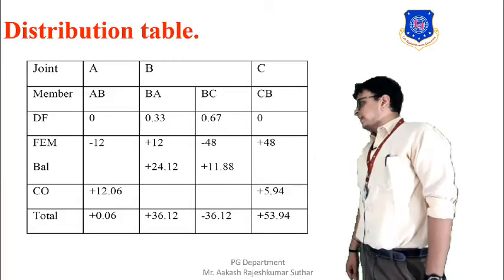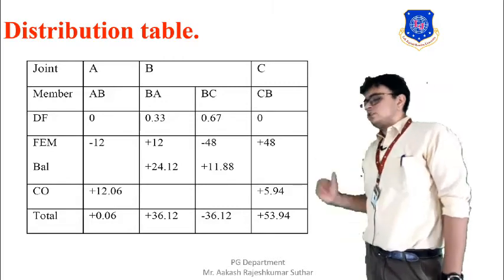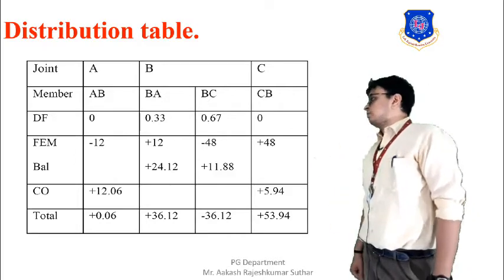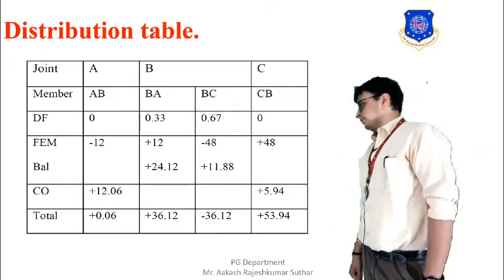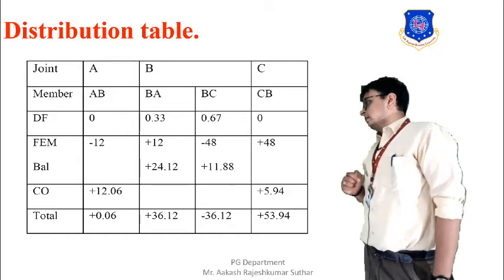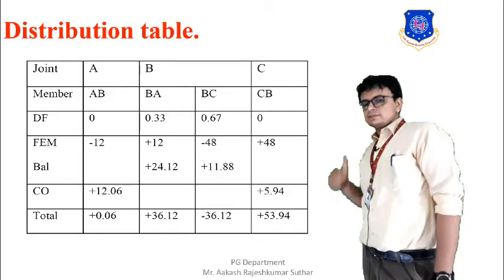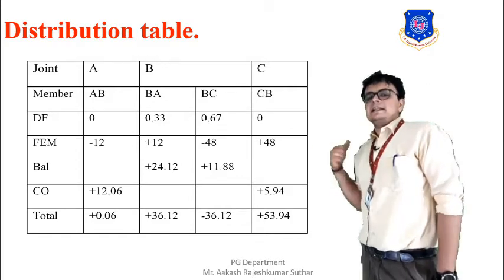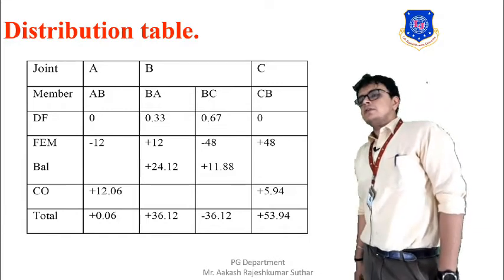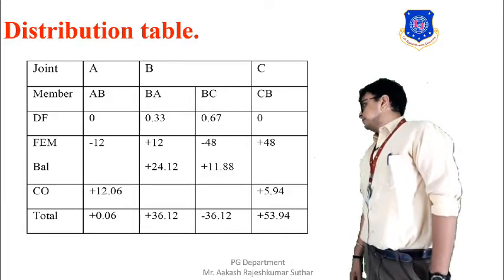Moving towards the next member, that is the BC member, there we have the value of minus 42 kilonewton meter. And after that we have the member CB, where we have the positive 48 kilonewton meter.